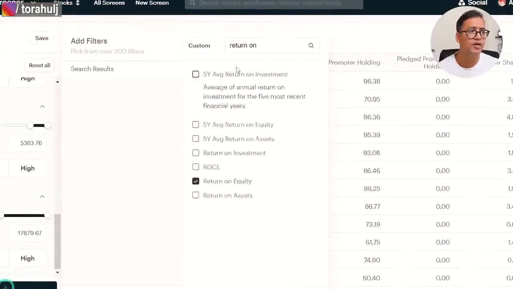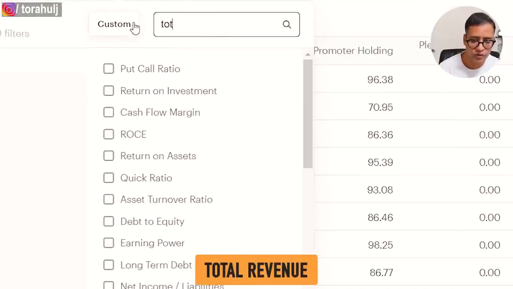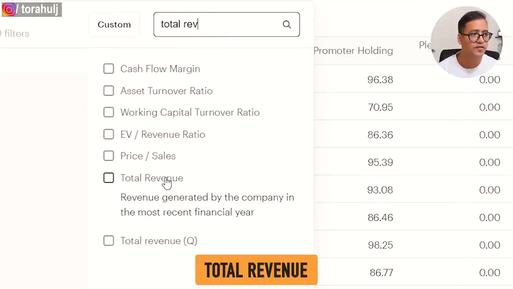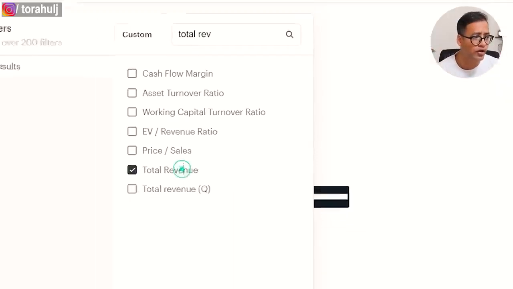The next parameter that we are going to use is total revenues. So let us go ahead and add total revenues, and look at the last financial year's total revenues. Again, the same logic. I'm not looking at the last 3 to 4 years. We will look at that when we do the individual fundamental analysis, which I will show you an example of in the next few minutes. So let us add total revenue here.